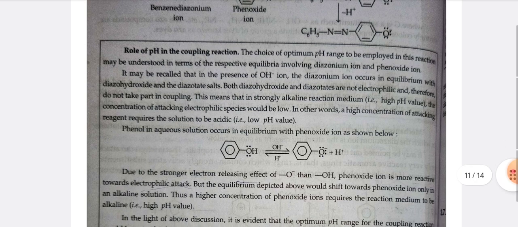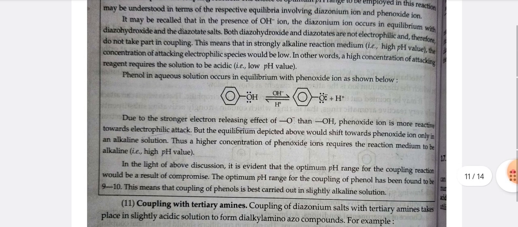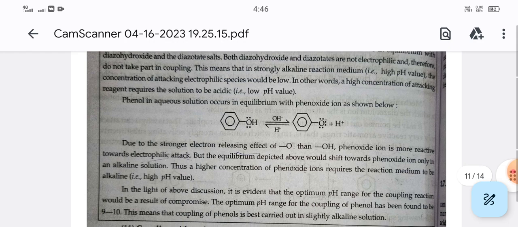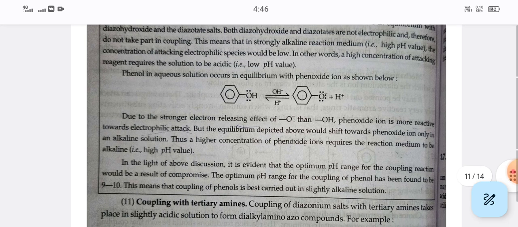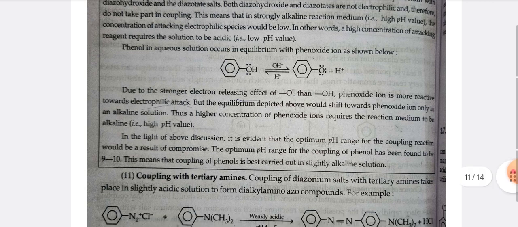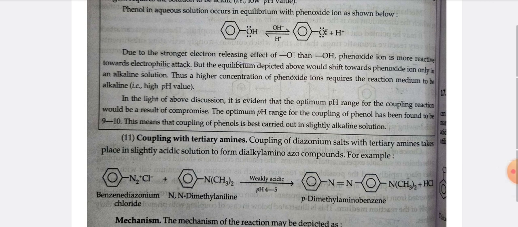Phenol in aqueous solution occurs in equilibrium with phenoxide ion. Due to the stronger electron releasing effect of O negative than OH, phenoxide ion is more reactive towards electrophilic attack, but the equilibrium depicted above would shift towards phenoxide ion only in an alkaline solution. Thus, a higher concentration of phenoxide ion requires the reaction medium to be alkaline, high pH value. In the light of the above discussion, it is evident that the optimum pH range for the coupling reaction would be a result of compromise. The optimum pH range for the coupling of phenol has been found to be 9 to 10. This means that coupling of phenol is best carried out in slightly alkaline solution.